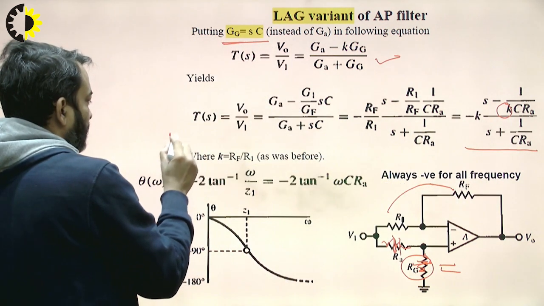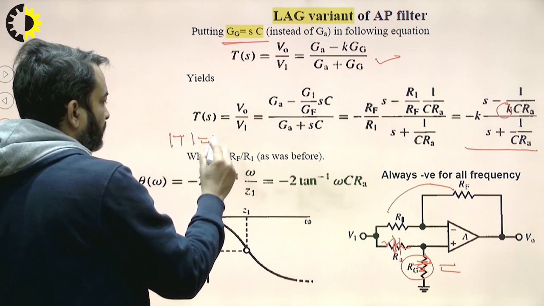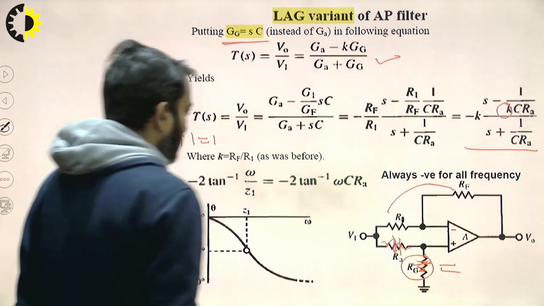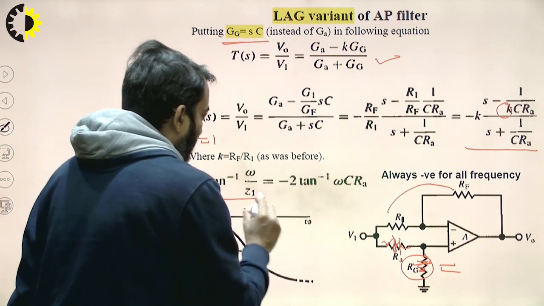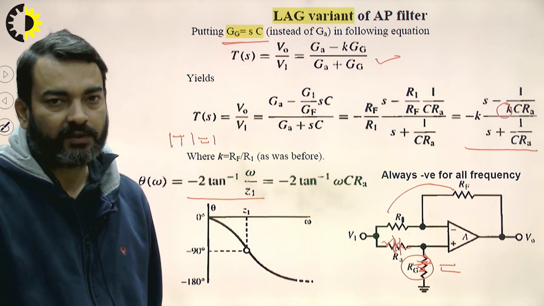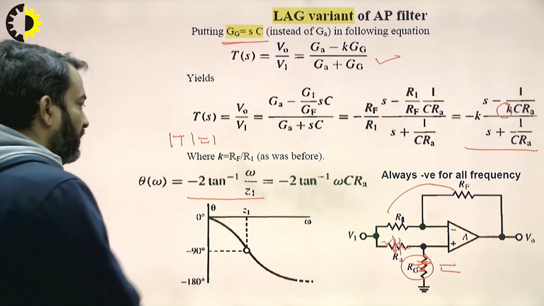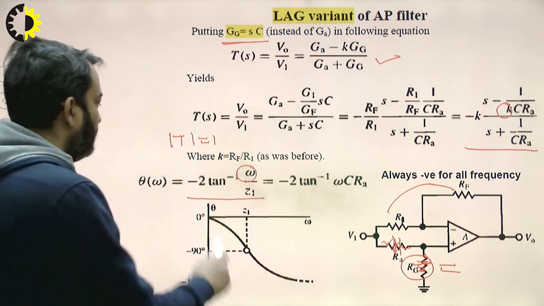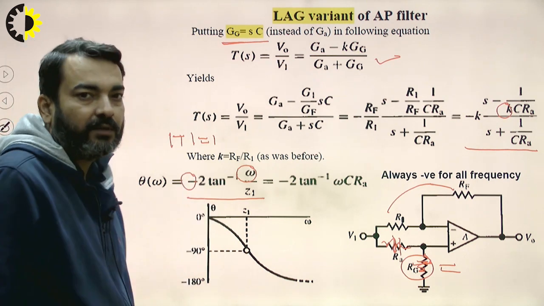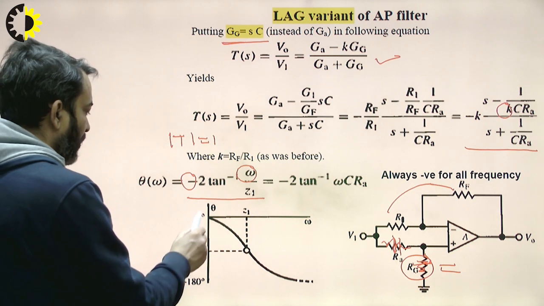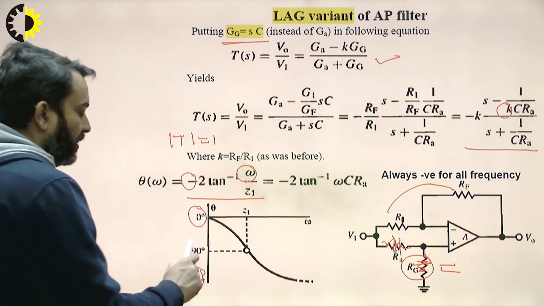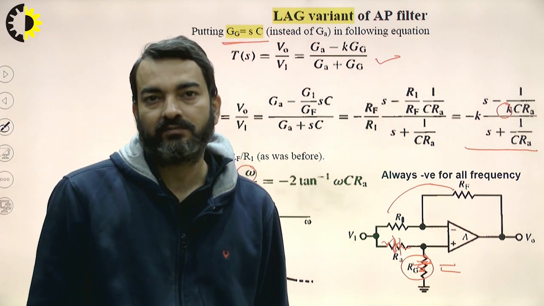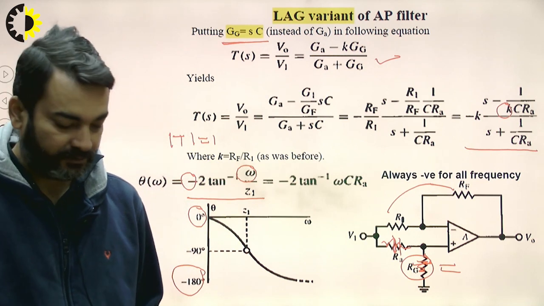So this will become unity. And now the phase angle, which is nothing but the numerator phase minus denominator phase, is coming as minus 2 tan inverse omega by Z1. So again, for frequencies ranging from 0 to infinity, since we have this minus sign, the phase will remain negative, and it ranges from 0 to minus 180 degrees. So since phase is negative for all the possible frequencies, we will say this is a lagging all pass filter.